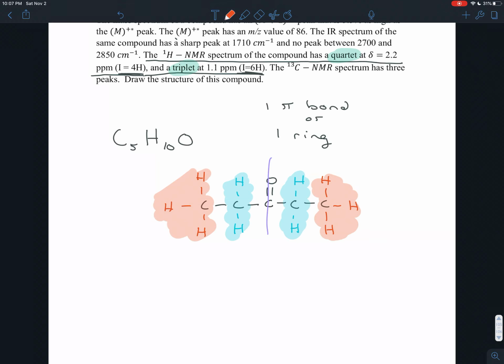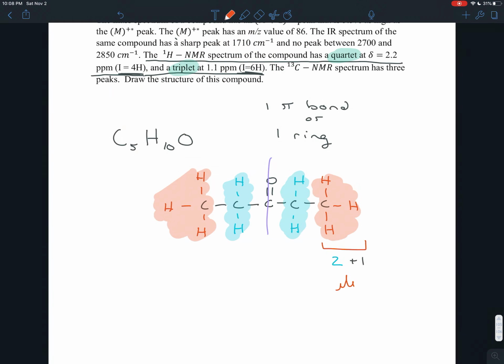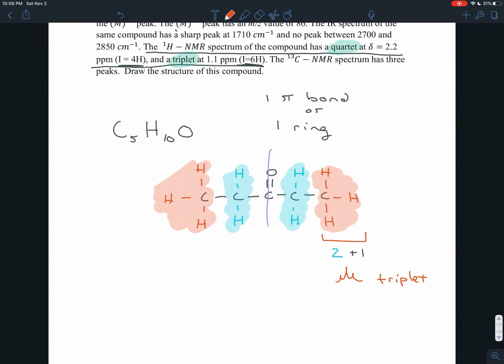Let's think about the types of peaks that this would have. We're just going to look at one side because the 2 sides are going to be the same. So I'm going to look at this right side here. These hydrogens are next to 2 hydrogens. They have 2 hydrogens next door. So they're going to split, using the n+1 rule, into 2 + 1 peaks. So 2, the number of neighboring hydrogens, plus 1. In other words, it will split into a triplet. So that's going to be a triplet.